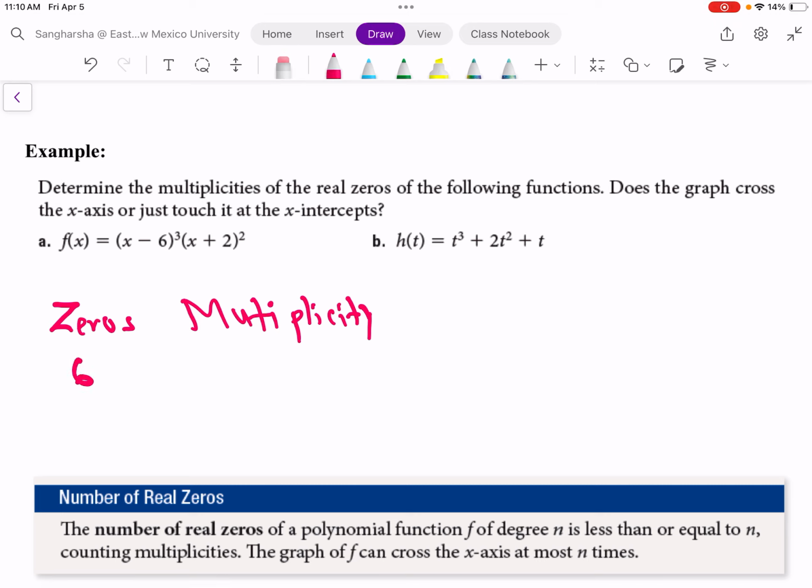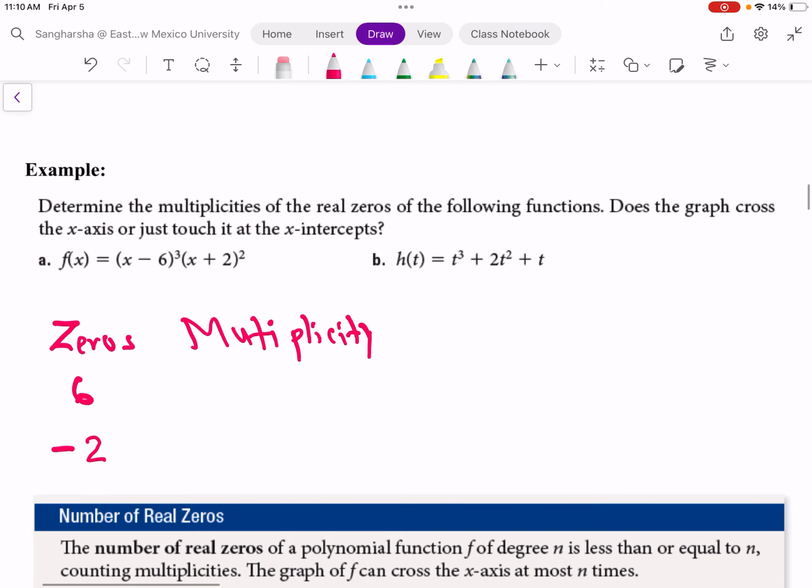Now zeros mean these are the x-intercepts. Okay, do not get confused. Zeros are the same as x-intercepts. Now at these x-intercepts, does the graph cross or touch? That is given by the multiplicity. Now for this x minus 6, how many times is this factor repeated? 3 times, right? The exponent is 3 and 3 is odd. Odd means does it cross or touch the x-axis? It always crosses the x-axis.